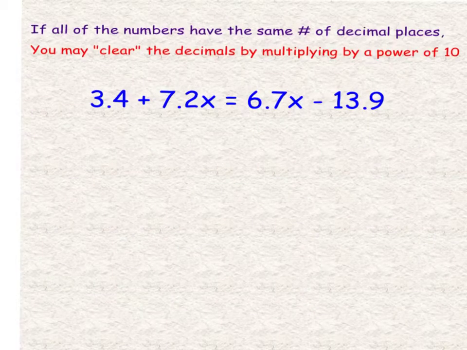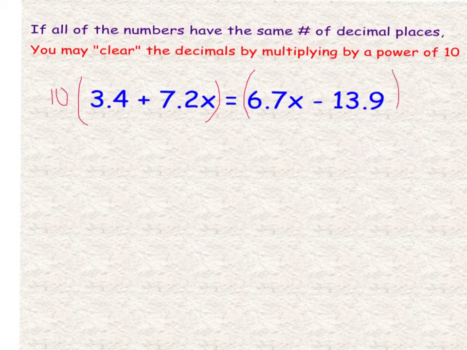There are some of you that might not like decimals. Decimals are easy if you have a calculator, but if you don't have a calculator, I want to show you a little trick of clearing the decimals as a way to make this problem easier. It's the exact same problem we just did, but this time we're going to clear the decimals by multiplying by a power of 10. Each of these has just one decimal place. So this is pretty easy because if I multiply everything by 10, I will be able to move my decimal one place to the right.